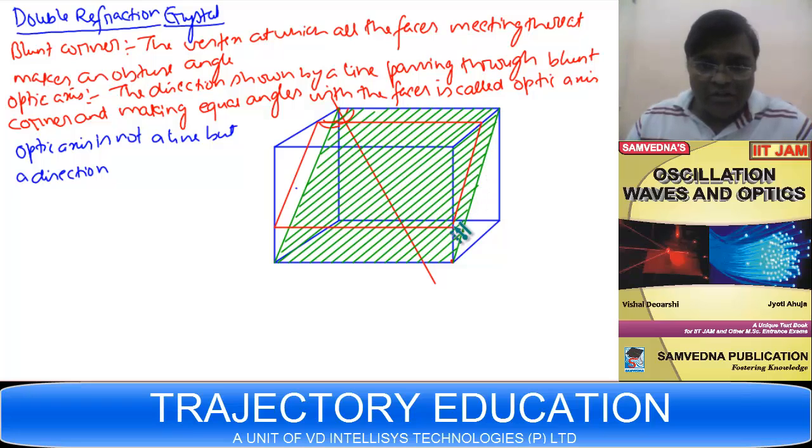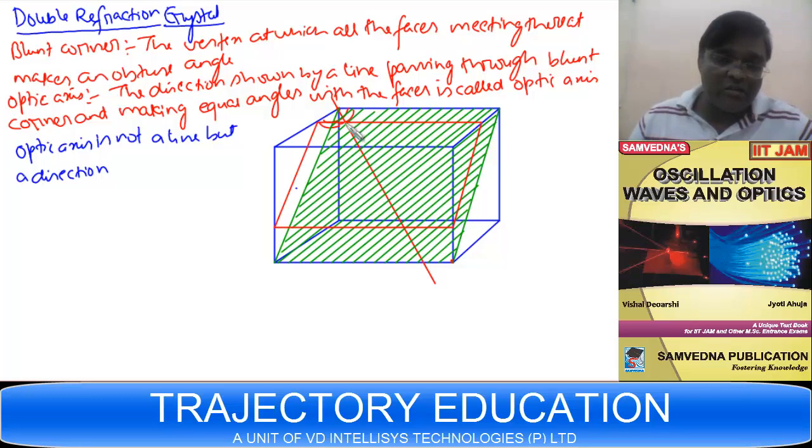Let's draw a plane which is parallel to the shaded plane, that is the green plane. I have drawn this plane, parallel to the shaded plane. So this plane will also be called principal section. In fact, principal section is a plane containing the optic axis and perpendicular to the pair of opposite faces.